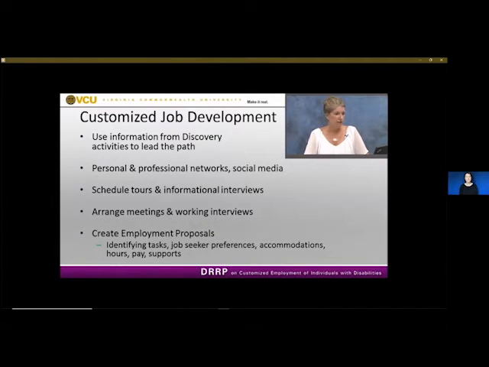So when we're looking at job development and customized employment, we're not looking at open positions, but rather strategically targeting businesses in our community that match what we determined through the discovery process for the individual that we're working with. We're utilizing both the job seeker's network as well as our own network as an employment specialist, but we're also utilizing the family or any friends or support folks that are important to the individual. We're using their network. The bigger the network, the better.